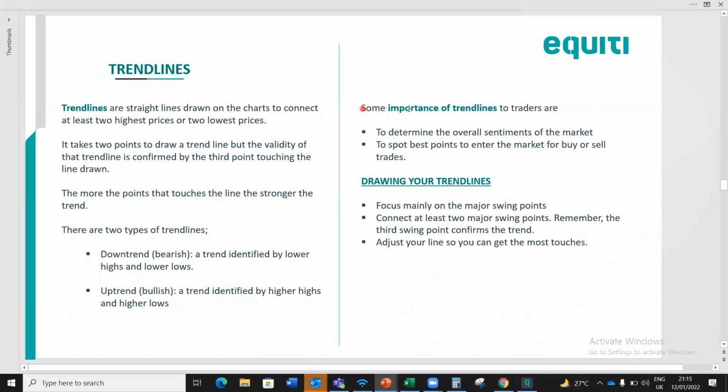Now, some importance of trend lines to traders are: number one, it helps the trader to determine the overall sentiment of the market. Number two, to spot the best points to enter the market for buy or for sell. All right. Just like I have stated in the previous charts.